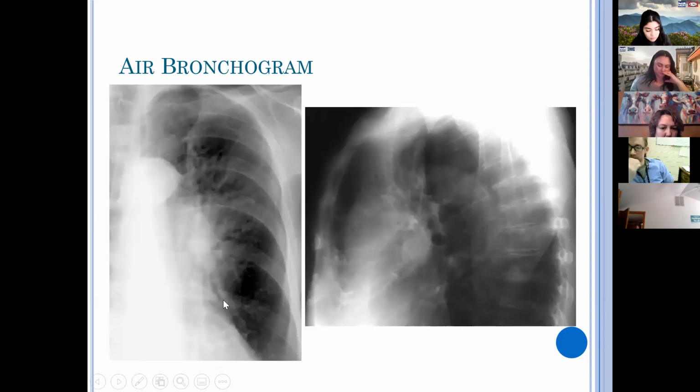Here you can see air bronchograms here and here. When you look from the lateral view, keep in mind that these things are going to be turned on their side, so they're going to be round, and it's sort of like you're looking down the airway. And so you can see here, you can see some smaller air bronchograms here. Again, they're going to be circular in the lateral view, and they're going to be tube shaped in the PA view.